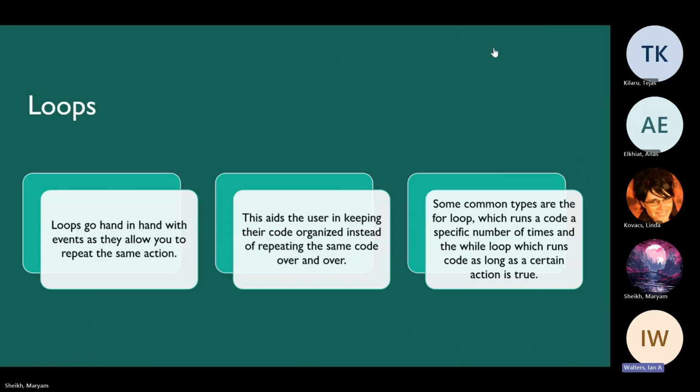Loops go hand in hand with events because they allow you to repeat the same action. They aid the user in keeping their code organized instead of repeating the same code over and over. Some common types are a for loop, which runs the code a specific number of times, and the while loop, which runs the code as long as a certain condition is true.